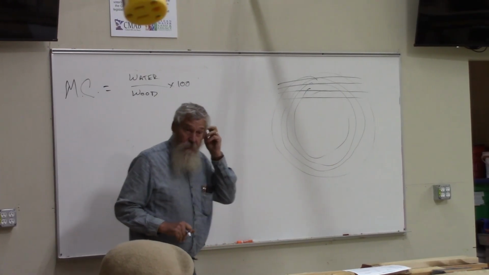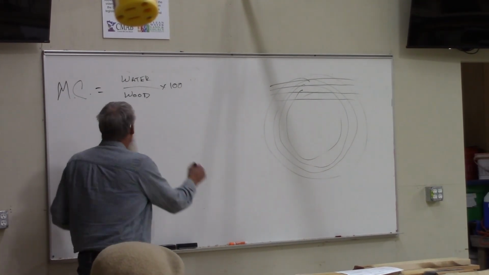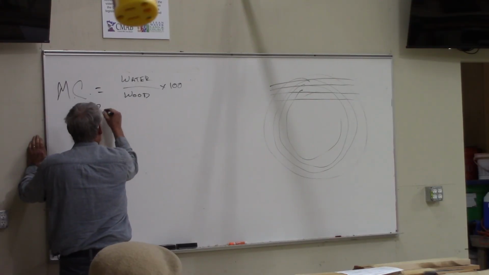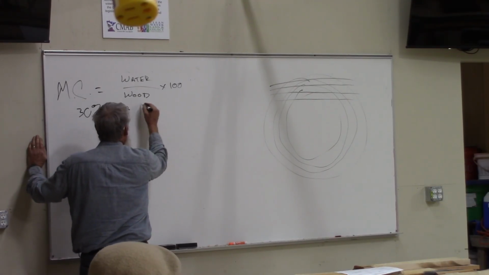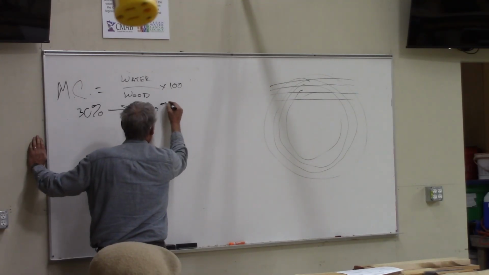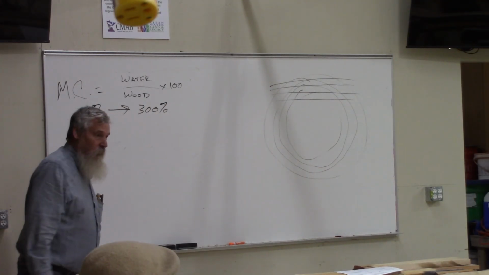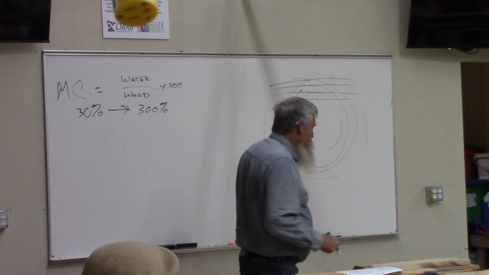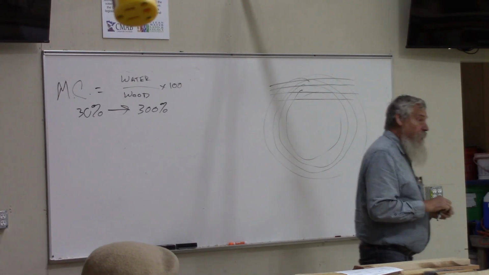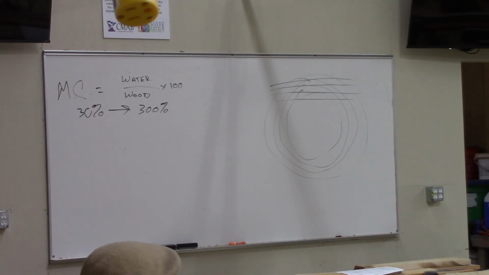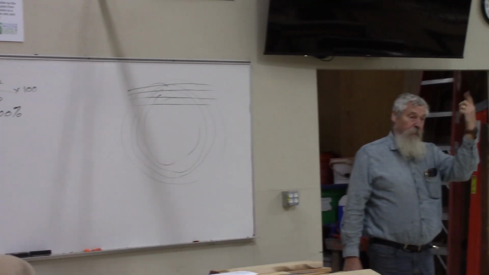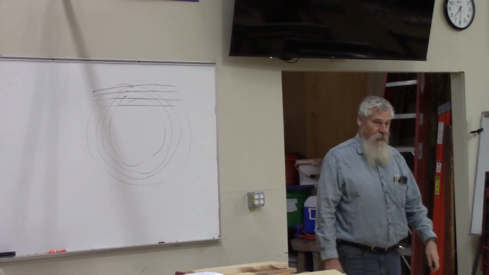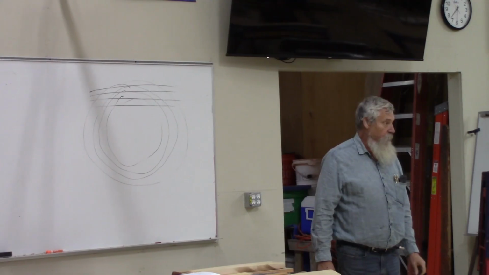Any guess? It was 30% to 300%. What makes the difference? Why would one be at 30% and another one at 300%? It depends. When did you cut down the tree? Did you cut it down in the spring when the sap is all going up? Did you cut it down on December 21st, the shortest day of the year, when the sap's all in the roots? Does it make a difference?